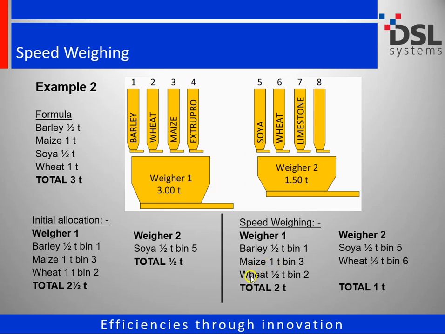So what it'll do is it'll move half a ton to bin 6 and half a ton leave it on weigher 1. So the total amount that weigher 1 is going to weigh up is 2 tons, and the total amount that weigher 2 is going to weigh up is 1 ton. That is in proportion to their capacity. And generally speaking, that will quite often be the most efficient way of weighing a batch.